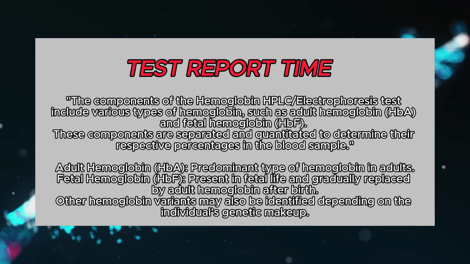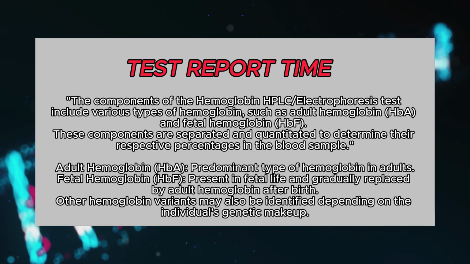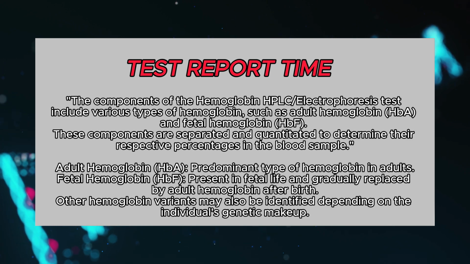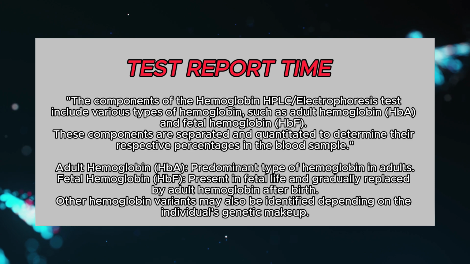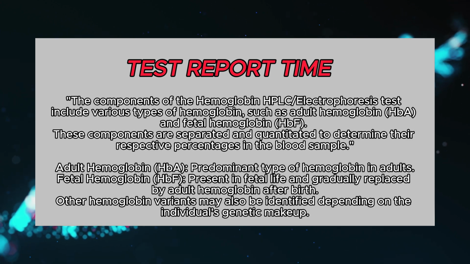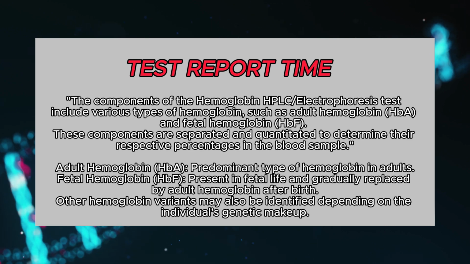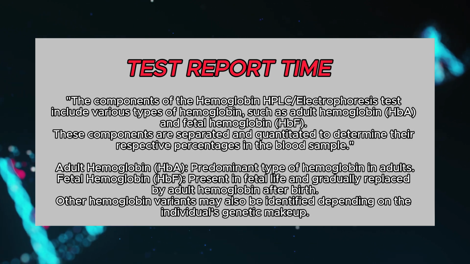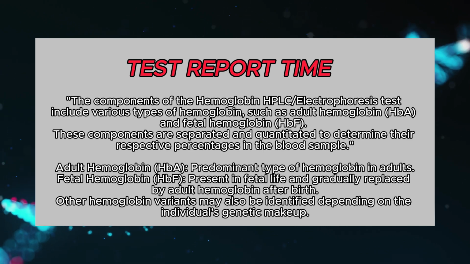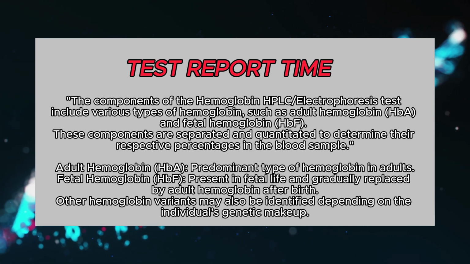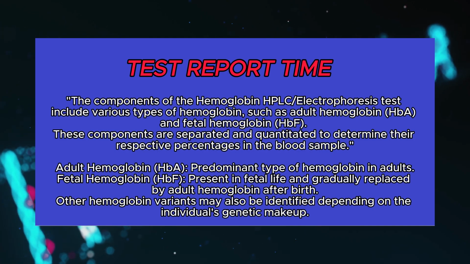Test report time. Finally, let's discuss the test report time. The duration for receiving the test results may vary depending on the laboratory and the specific method used. However, in most cases, results are available within a few days after the sample is collected. Turnaround time for test results typically ranges from 1 to 7 days. Rapid testing methods may provide results within hours for urgent cases. Patients are advised to follow up with their healthcare provider to discuss the results and any necessary further action.